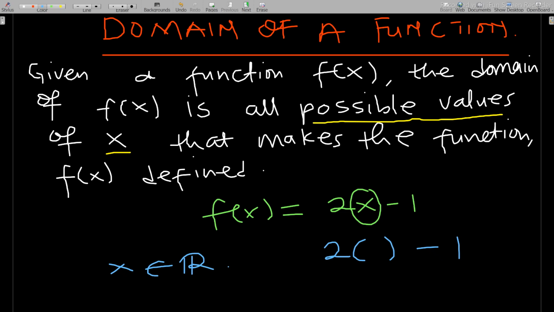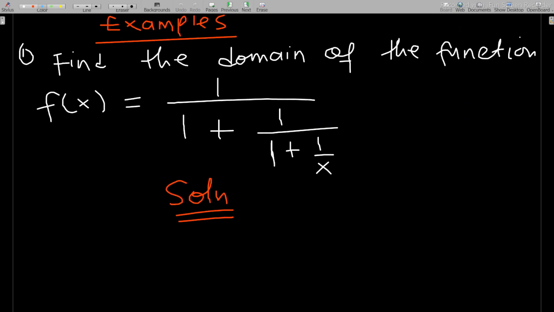So I have the first example here. Find the domain of the function f of x equals 1 over 1 plus 1 over 1 plus 1 over x. I hope this is clear. Again, 1 over 1 plus 1 over 1 plus 1 over x.